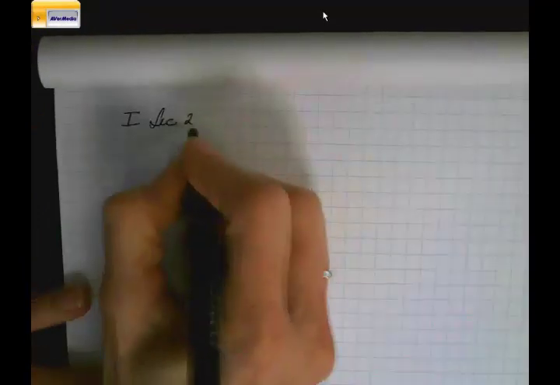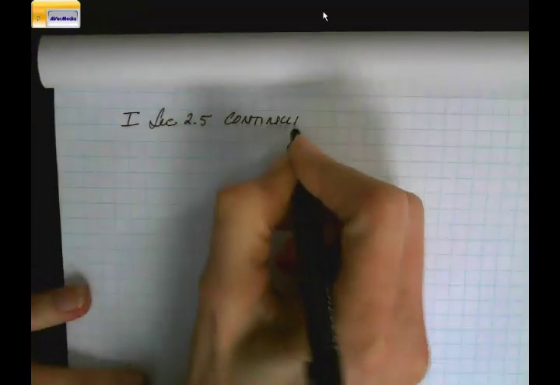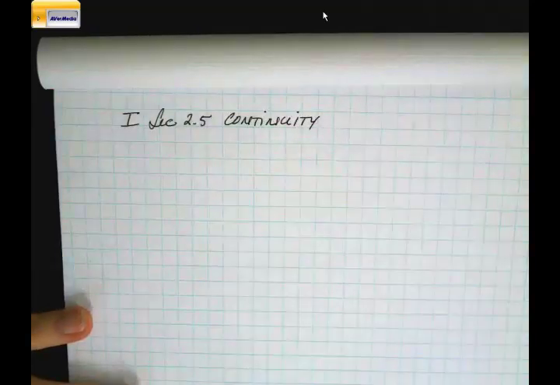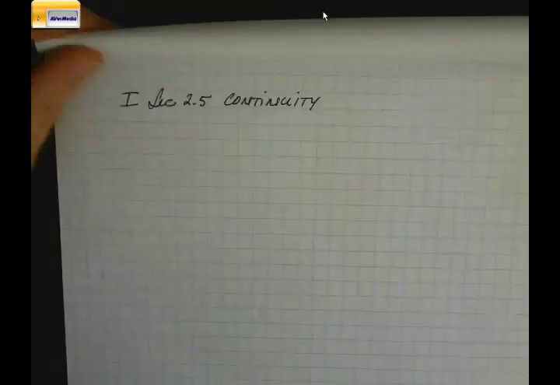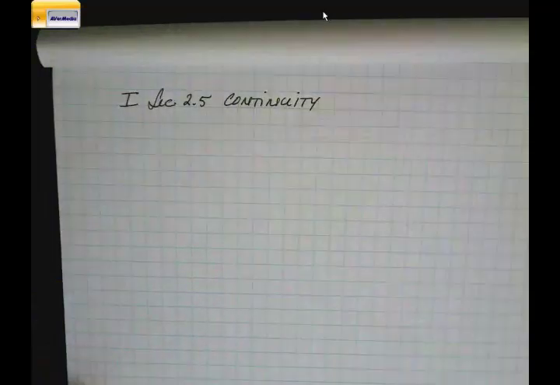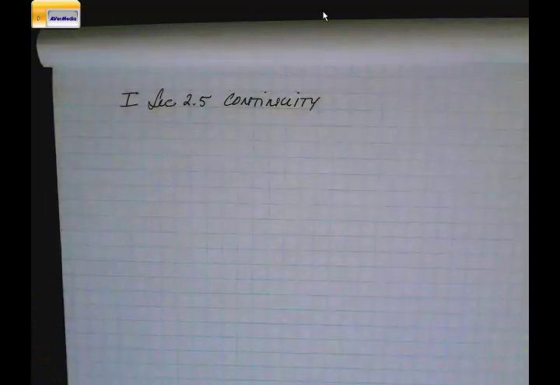Okay, section 2.5, continuity. Lots of I's in this word. Pretty neat word. So really what that means is trying to determine if a function is what we consider continuous or not. So we're looking for continuous functions, and to put it in one word, we call it continuity.